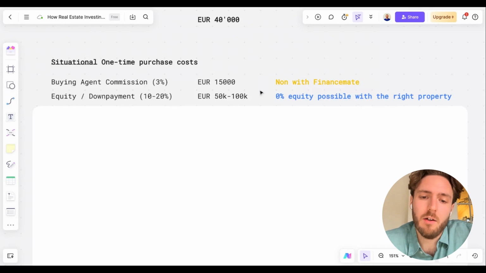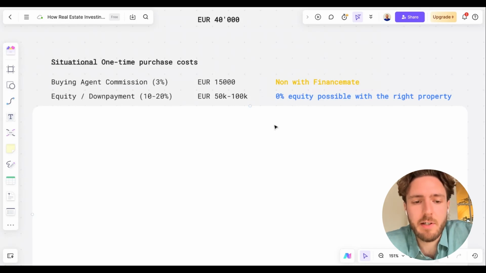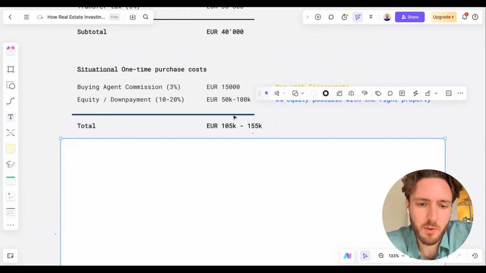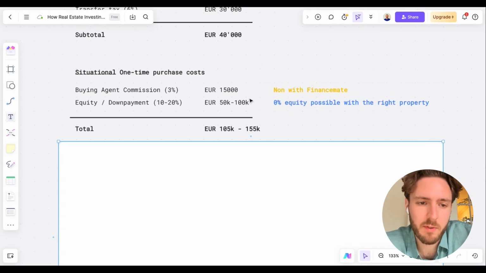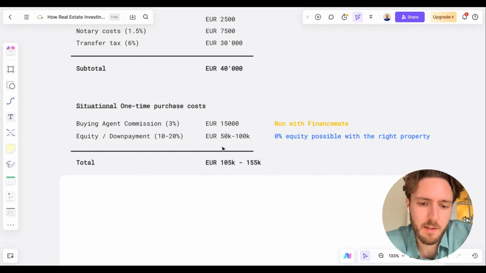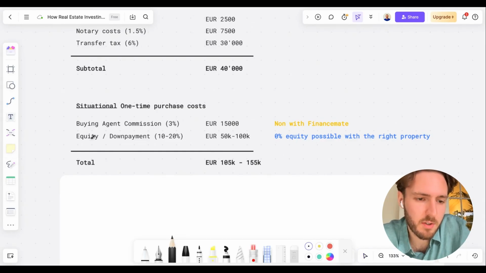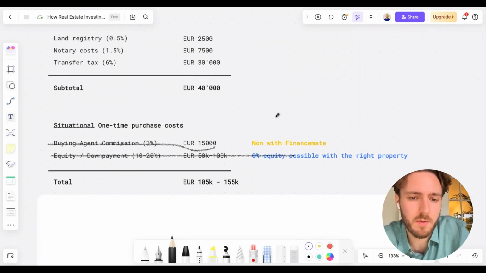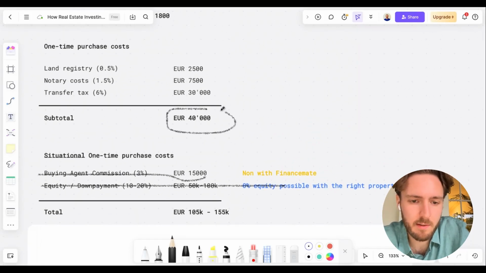One thing that I can already say here is this really depends on the property, how the bank sees it, and on your financial situation. But it is very possible to get 0% equity, also called 100% financing. So this total here of 105 to 150K, which would mean all of these one-time and the situational one-time costs, can be sort of scratched out. Because you don't need it. And this, if we have the right property, you also don't need. And then it's basically the 40K.